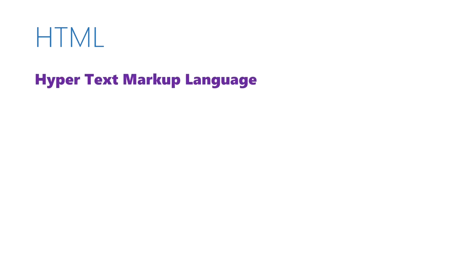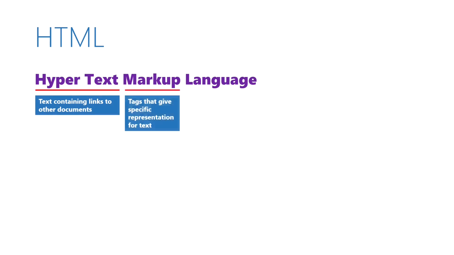Now that we have created an HTML file, let us understand more about HTML. HTML stands for Hypertext Markup Language. Text containing links to other documents is called hypertext. Markup refers to tags that give specific representation for text. For example, we used the H2 tag to represent a text as heading. Hope this gives an explanation about the name Hypertext Markup Language.